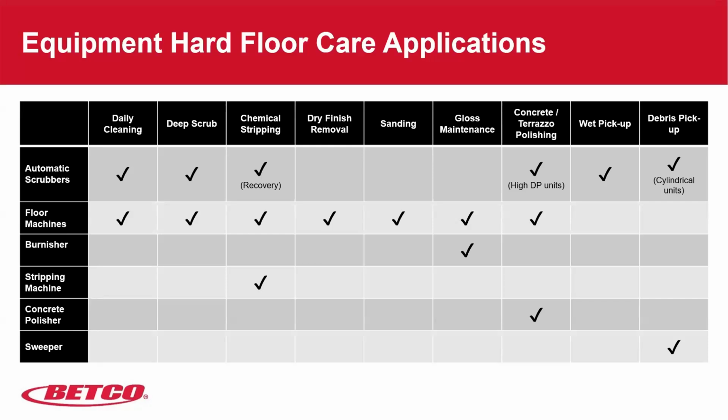Floor machines are very, very versatile. Everything from sanding floors to spray buffing, deep scrubbing. You can even bonnet carpets and everything with floor machines. Burnishers obviously have a single use, and that is to burnish the floor to bring up the gloss. Stripping machines are very labor saving, very productive, and their objective in life is stripping the floors.